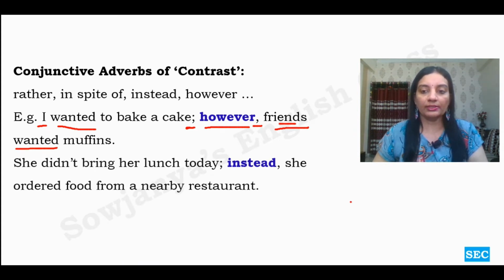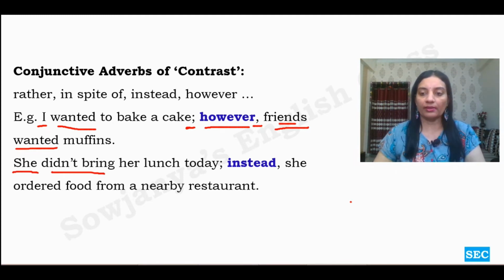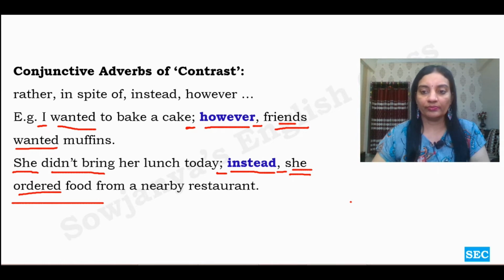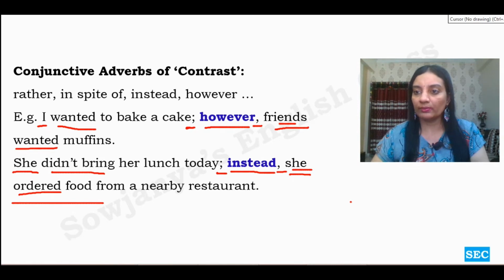She didn't bring her lunch today; instead, she ordered food from a nearby restaurant. So here you can see one more compound sentence. She, subject, didn't bring, finite verb, and this entire thing, she didn't bring her lunch today, is the first independent clause followed by a semicolon, conjunctive adverb instead, and then a comma, and then comes another independent clause. She is the subject here, ordered is the finite verb. Instead, in the sense of in the place of: instead of bringing her lunch, she ordered food from the restaurant.